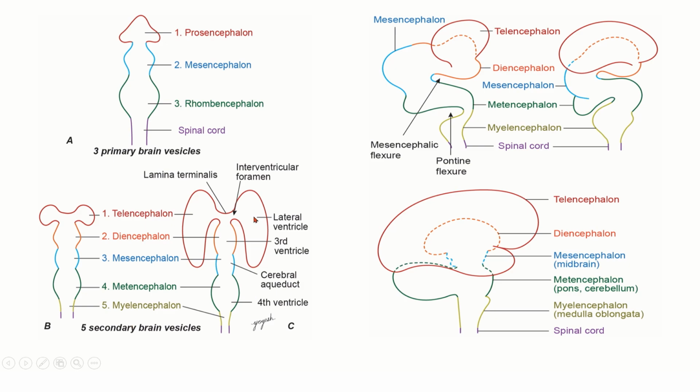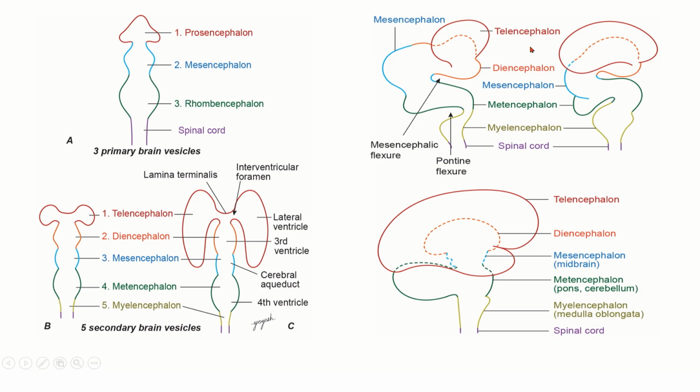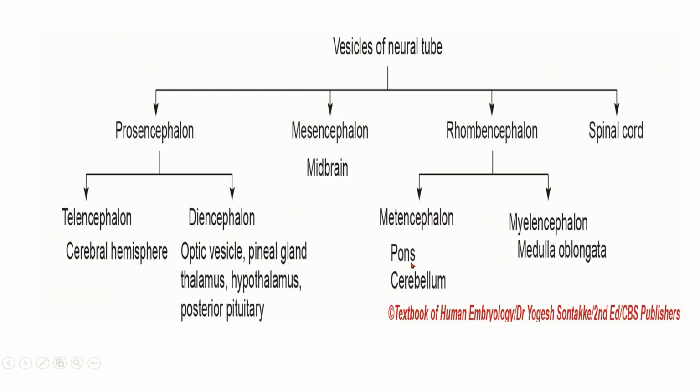You can see here the lateral ventricle is the cavity of the telencephalon, the third ventricle is the cavity of the diencephalon, the cerebral aqueduct is the cavity of the mesencephalon, and the fourth ventricle is the cavity of the myelencephalon. The central canal will be the cavity of the spinal cord. So this is the further development of the brain vesicles, and this is the complete mature brain. You can see the telencephalon overgrowing the diencephalon, mesencephalon and metencephalon.